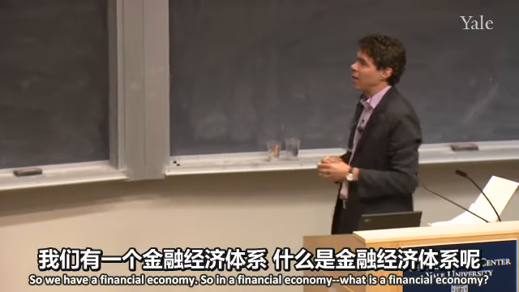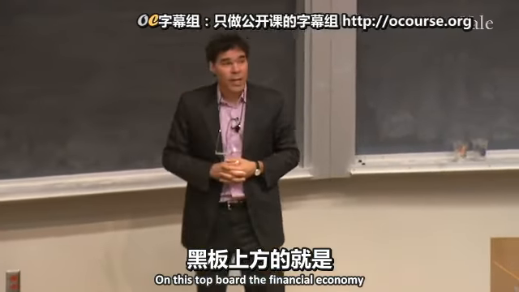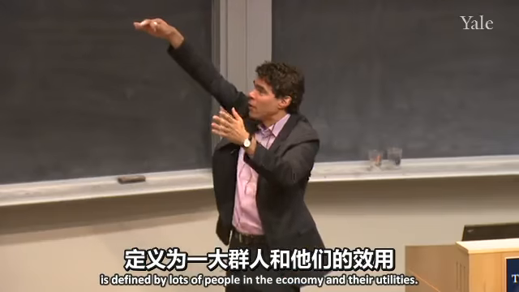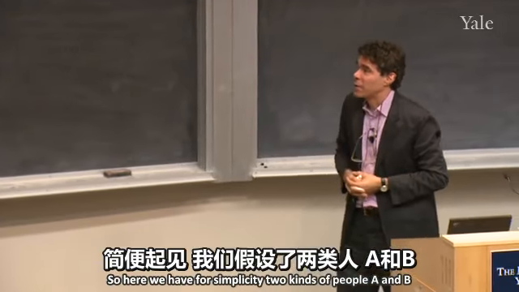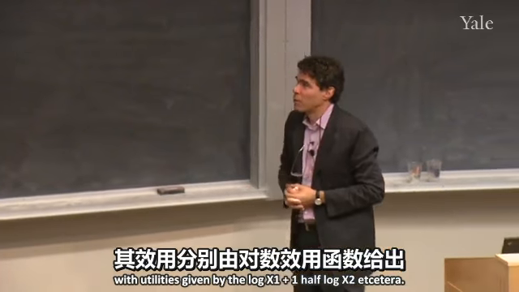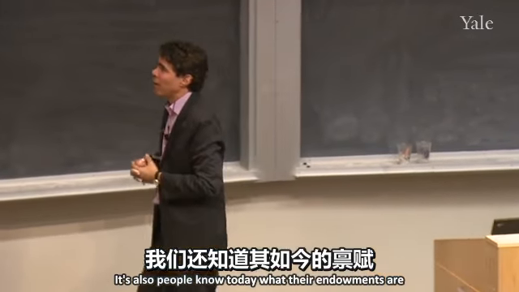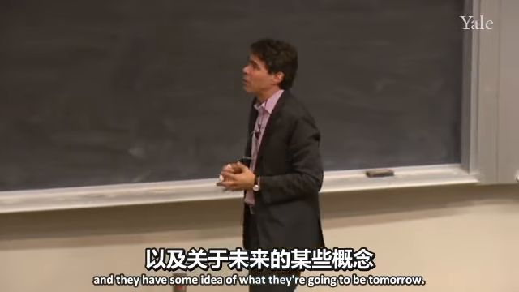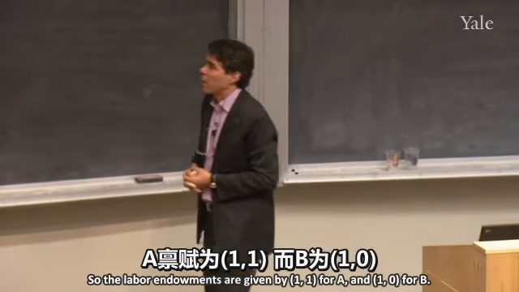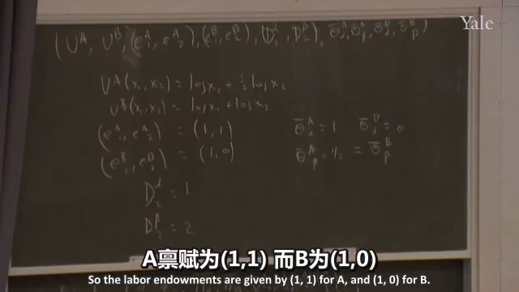So we have a financial economy. What is a financial economy? On this top board, the financial economy is defined by lots of people in the economy and their utilities. Here we have, for simplicity, two kinds of people, A and B, with utilities given by log x1 plus 1/2 log x2, etc. People also know today what their endowments are, and they have some idea of what they're going to be tomorrow. So here, they have labor power today, and they're going to be able to work again next year. The labor endowments are given by 1-1 for A and 1-0 for B.